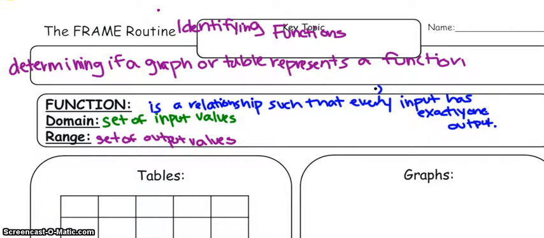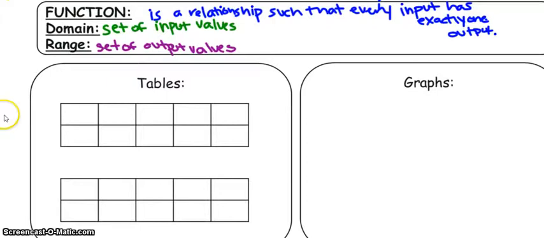Okay, so now we're actually going to move on to your table or your graph. So this is going to be our input. This is going to be our output. Why did I say exput? That was weird. Output. Okay, and this is kind of our function machine.